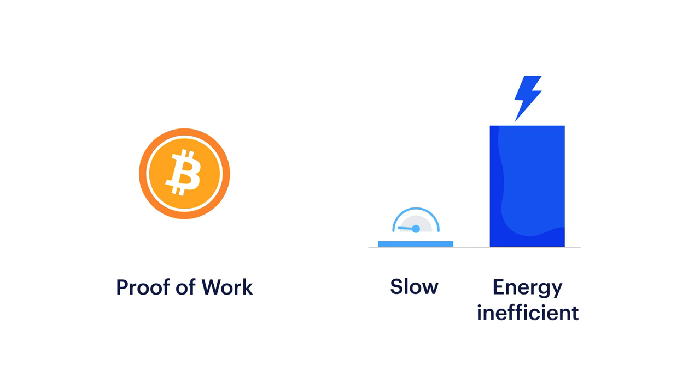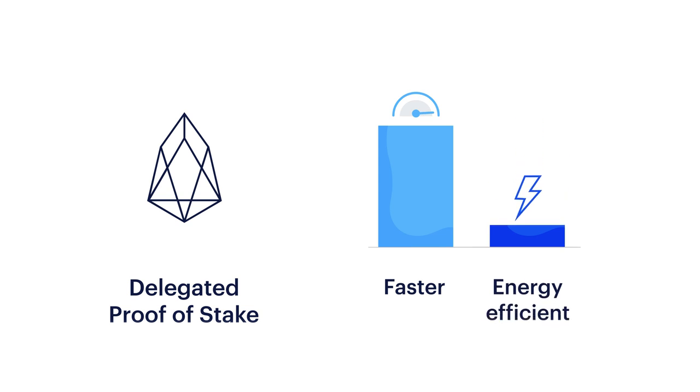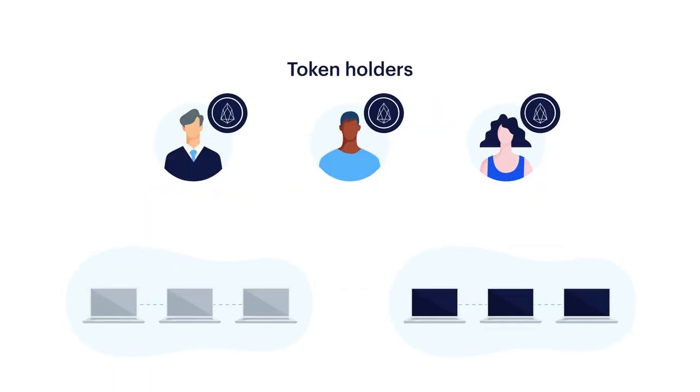EOS.io approaches consensus differently. It uses a different model called delegated proof of stake. With delegated proof of stake, computers don't compete over computational power. Instead, the network's users vote for the computers who they think are best qualified to run the network. This consensus model is designed to be faster and more energy efficient than proof of work.